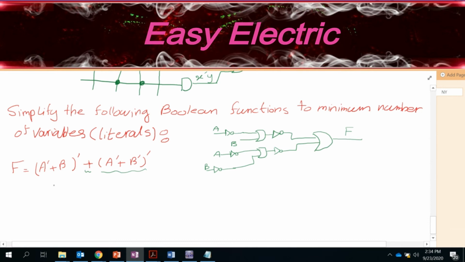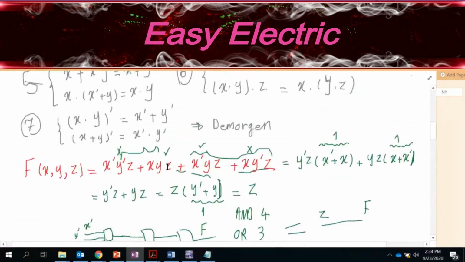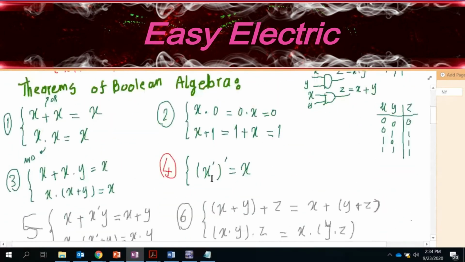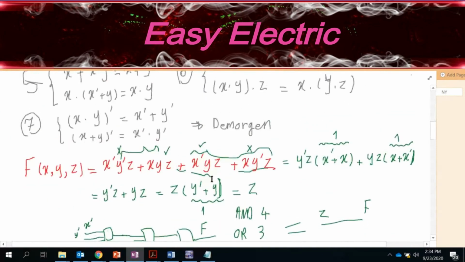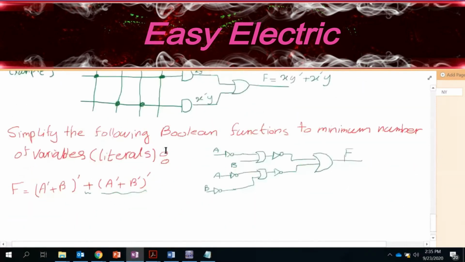So back to the postulates and the theorems, which is seven. We have seven theorems of the algebra, and also we have four postulates, okay? So you need to take a look at all of them and see which one you could use. What you could use is De Morgan, right? De Morgan says if you have x plus y and take a prime, it's equal to x prime dot y prime. Same thing, x dot y prime is x prime plus y prime. So I say, okay, I have this here. Let's use that.